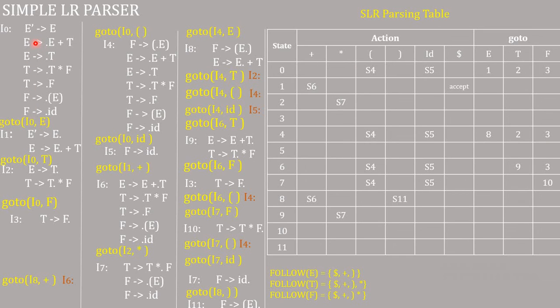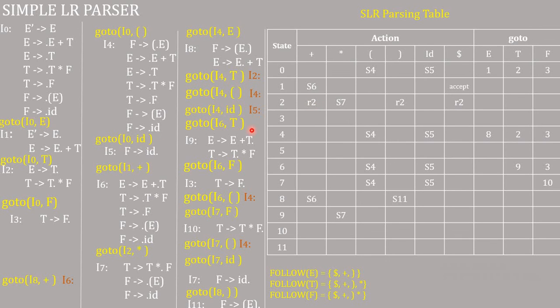So let these productions be 1, 2, 3, 4, 5, 6. E tends to T, so it is the second production, right? So we can reduce by 2, R2.